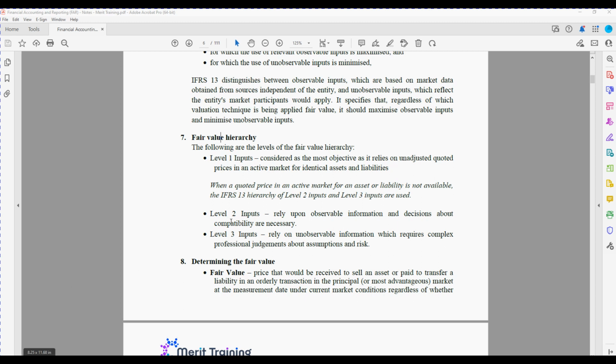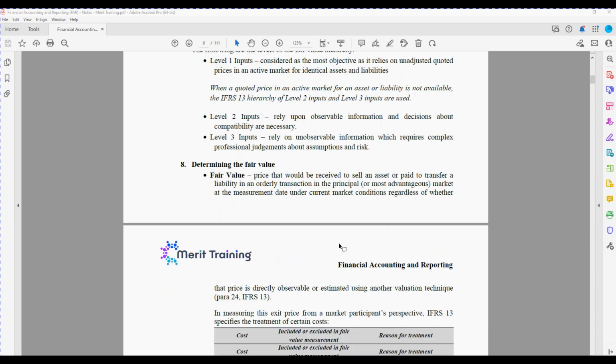Level 3 inputs are the least reliable, and these are basically unobservable information which requires complex professional judgments about assumptions and risks. This could be looking at a business and trying to figure out what the value is, where you have to look at comps. You have to get a professional valuer in. You have to do all the analysis and figure out what you think people would pay for it. But it's not very reliable, ultimately, at the end of the day. And the final step is to actually determine the fair value.